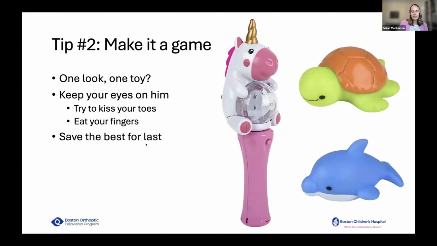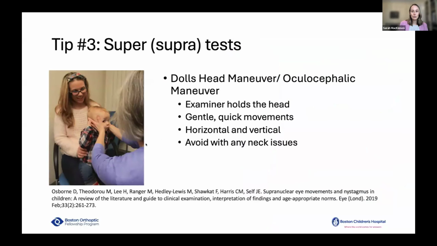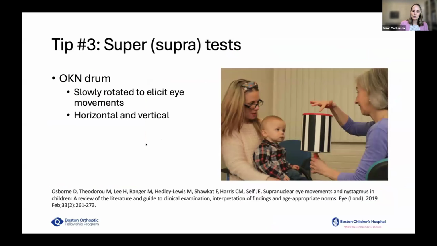And it goes without saying, but you definitely want to save your best toy for last. So if you have a light up unicorn wand, you don't want to pull that out and then try to go back to your little dolphin. So now, if for some reason your impressive unicorn magic wand doesn't work, you can try for our tip 3, which is our super, or rather supranuclear tests like doll's head. Here, the examiner holds the head and makes gentle but quick movements. You can look at both horizontal and vertical eye movements this way, but you do want to avoid with any neck issues. Next, we can try OKN if needed, where the drum is slowly rotated to elicit eye movements. And again, this can be done horizontally or vertically.